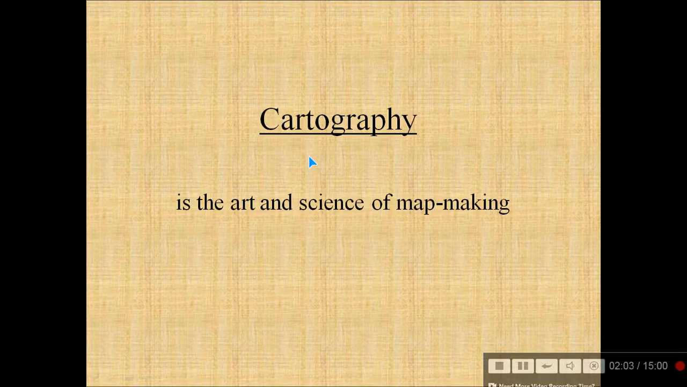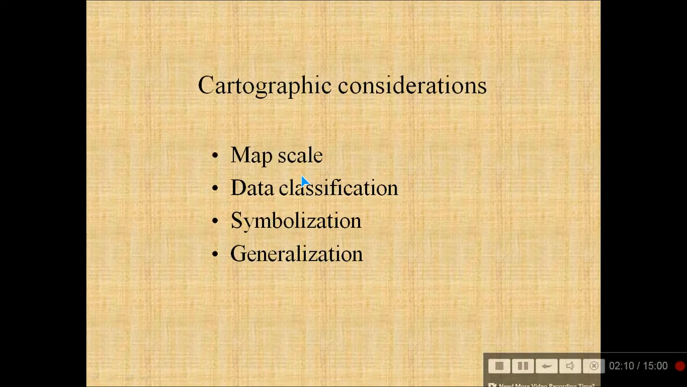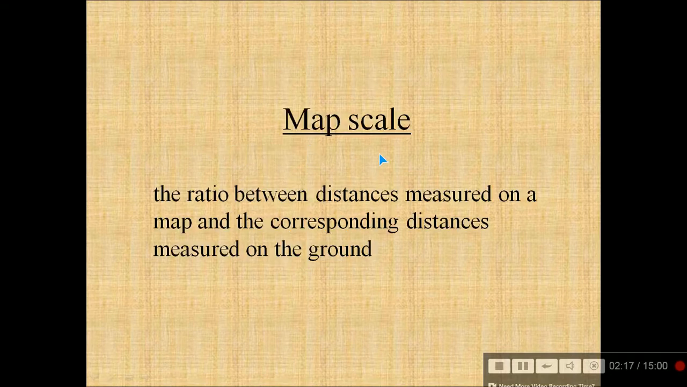And when we talk about GIS, we talk about cartography. It is the art and science of map making. And what are the basic considerations of a cartographer? Map scale, data classification, symbolization and generalization. So map scale is a ratio between distance measured on a map and the corresponding distance measured on the ground. This is the actual distance and this is the distance which has been put on a map representing this particular location distance.